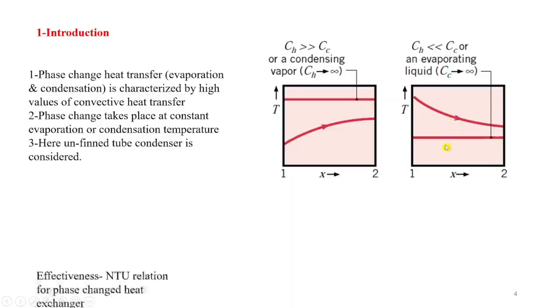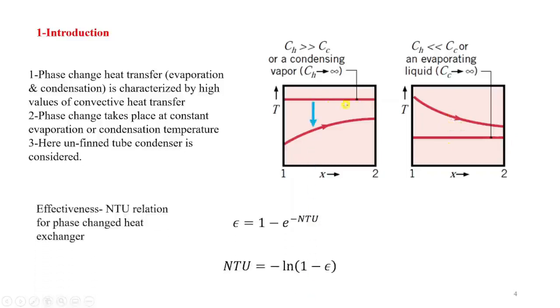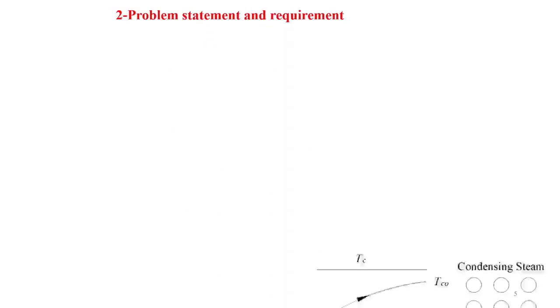But the heat is transferred from the high temperature to the low temperature for the condenser and for the evaporator. The effectiveness-NTU relation for a phase change heat exchanger is given by this equation: epsilon equals 1 minus e to the power minus NTU. Or if you would like to find the NTU, it is minus ln of 1 minus epsilon. So this is a very simple relation between the effectiveness and NTU. Of course, CR does not appear here because CR is 0 for both a condenser and an evaporator.